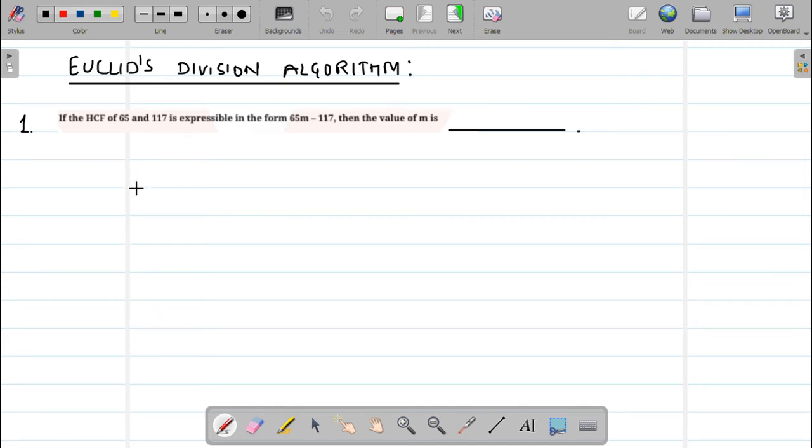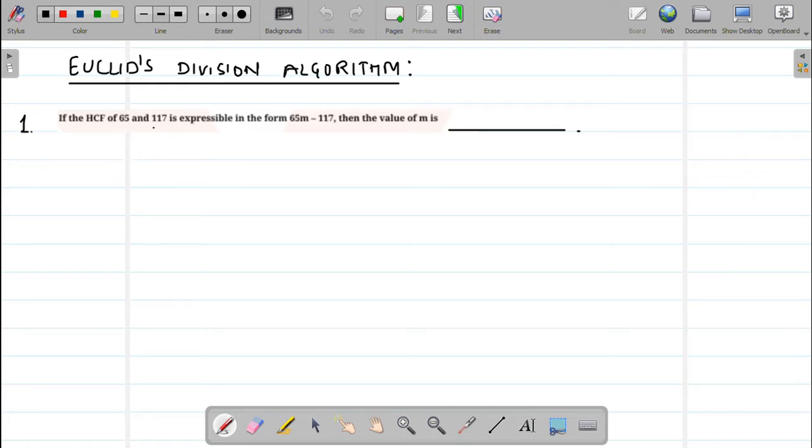Hello students, so we will do some more problems on Euclid's division lemma today. The first one is: if the HCF of 65 and 117 is expressible in the form of 65m minus 117, then what is the value of m? First of all, let's find out the HCF of 117 and 65.